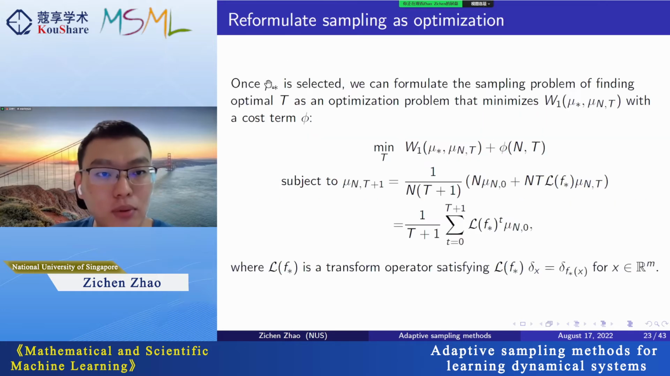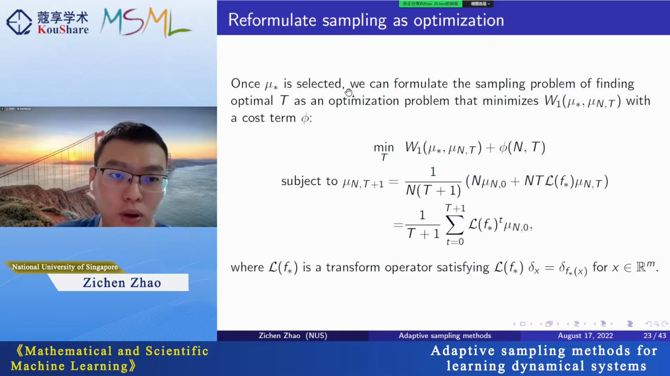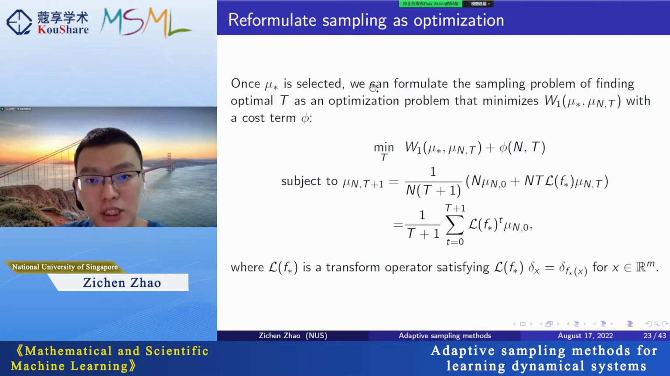So once the target measure mu star is selected according to our applications, we can formulate the sampling problem of finding the optimal T as an optimization problem that minimizes the Wasserstein distance with the cost term phi. So this is our optimization problem, subject to the underlying measure transformations.